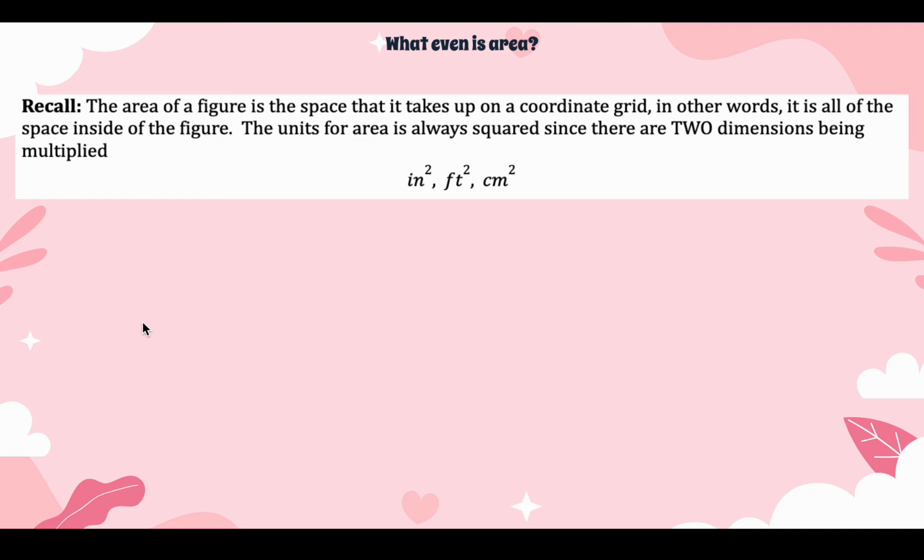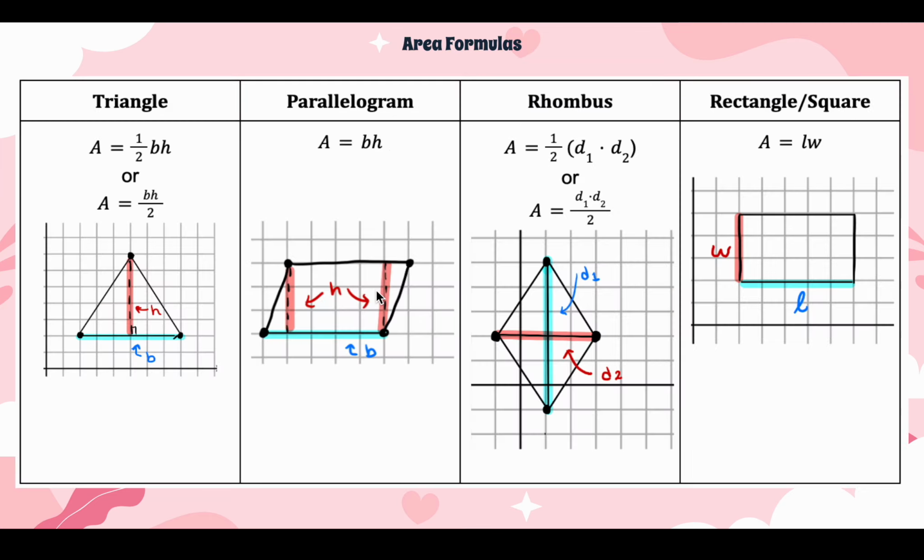Now the reason they're squared is because there's two dimensions. So think about base times height or length times width. You are multiplying two dimensions by one another. That's a helpful way to remember that your units are always squared, whether it's inches, feet, centimeters, or even just units. You always have to have that little squared at the end when you're talking about area.